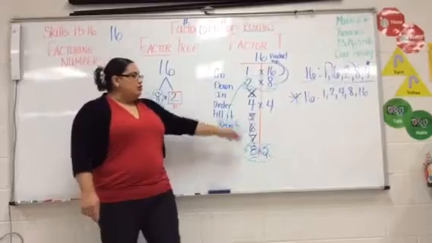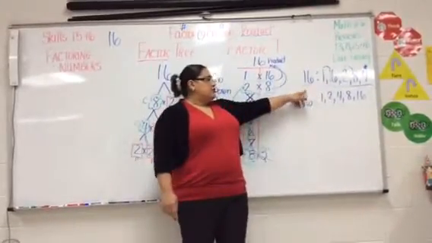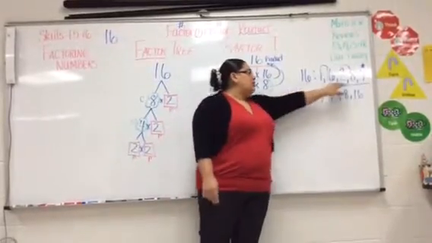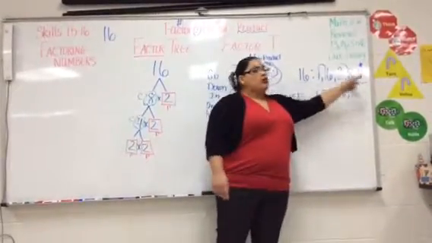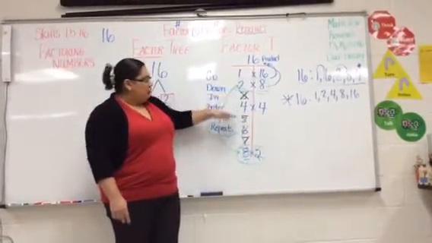Once you have this, you then list your factors. You can list them together. For 16, it's 1 times 16, 2 times 8, and then 4 with a star above it because it's 4 times 4. I get these from here.